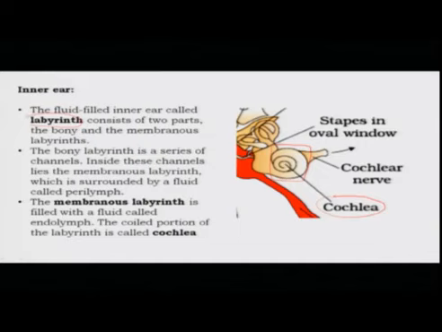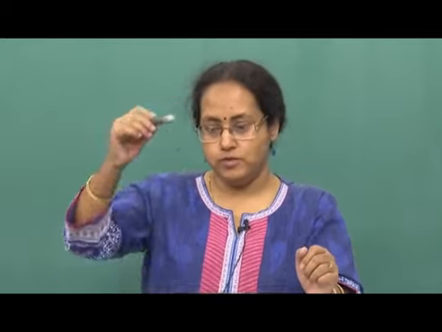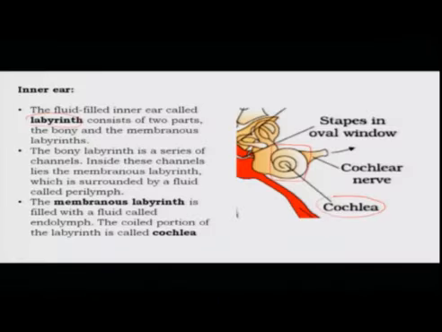What does a labyrinth mean? Labyrinth means a winding path. Okay. Because of this winding structure, it is called a labyrinth. So, you have a bony labyrinth which is the covering, and then inside it you have a membrane. What you have really is a hollow tube which has been rolled up like this. So, this is what the cochlea looks like, right.